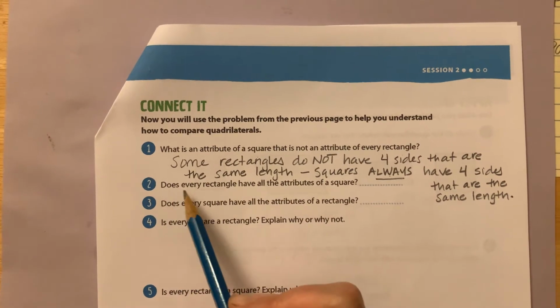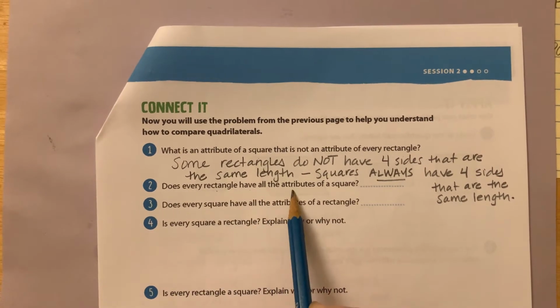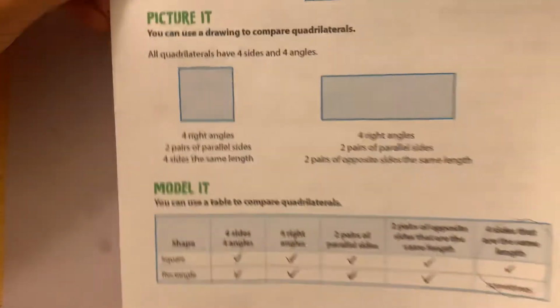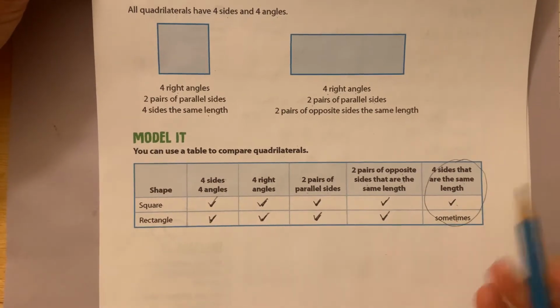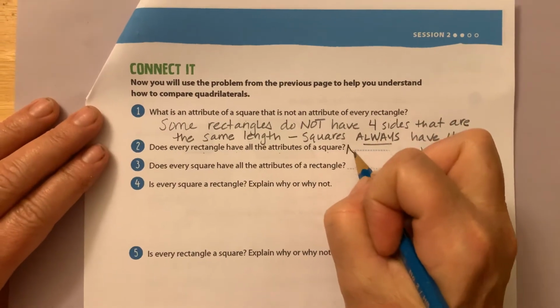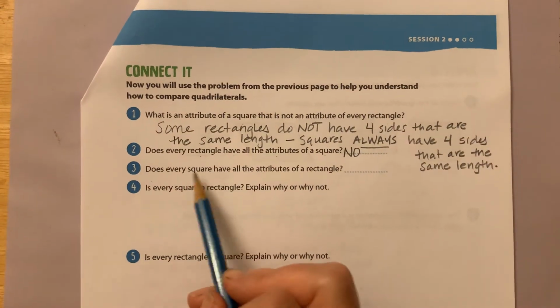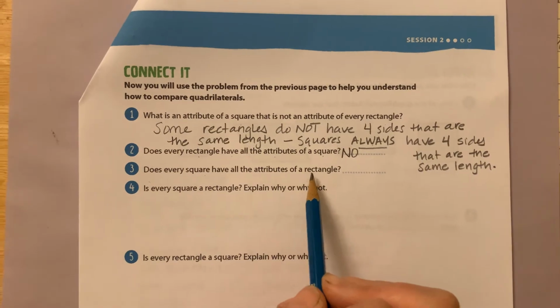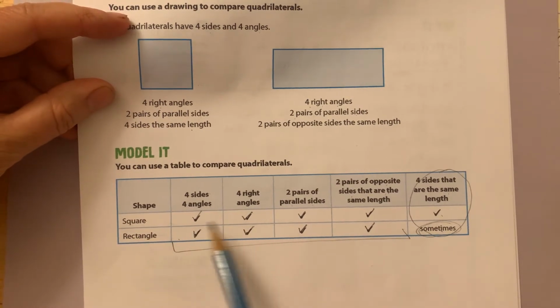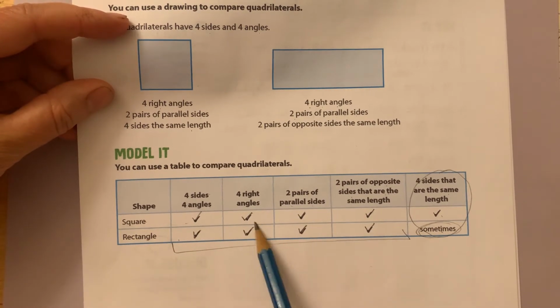Okay, number 2. Does every rectangle have all the attributes of a square? Nope. Sometimes it does not have 4 equal sides. So we would put no. Does every square have all the attributes of a rectangle? Let's look at that. So these are the attributes of a rectangle. Does a square have every attribute of a rectangle? Yes, it does.